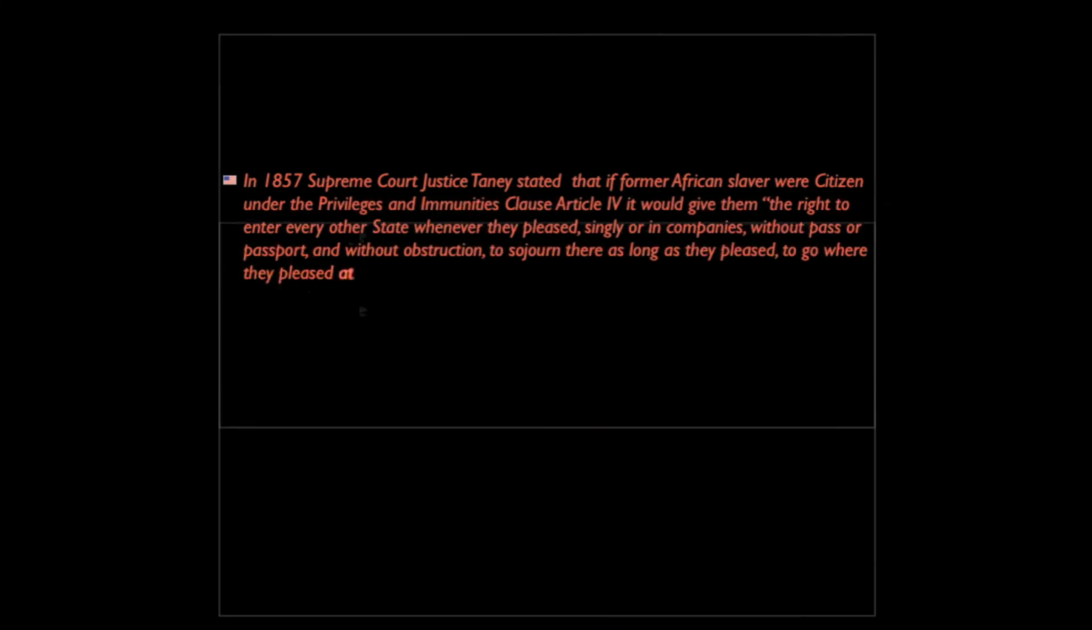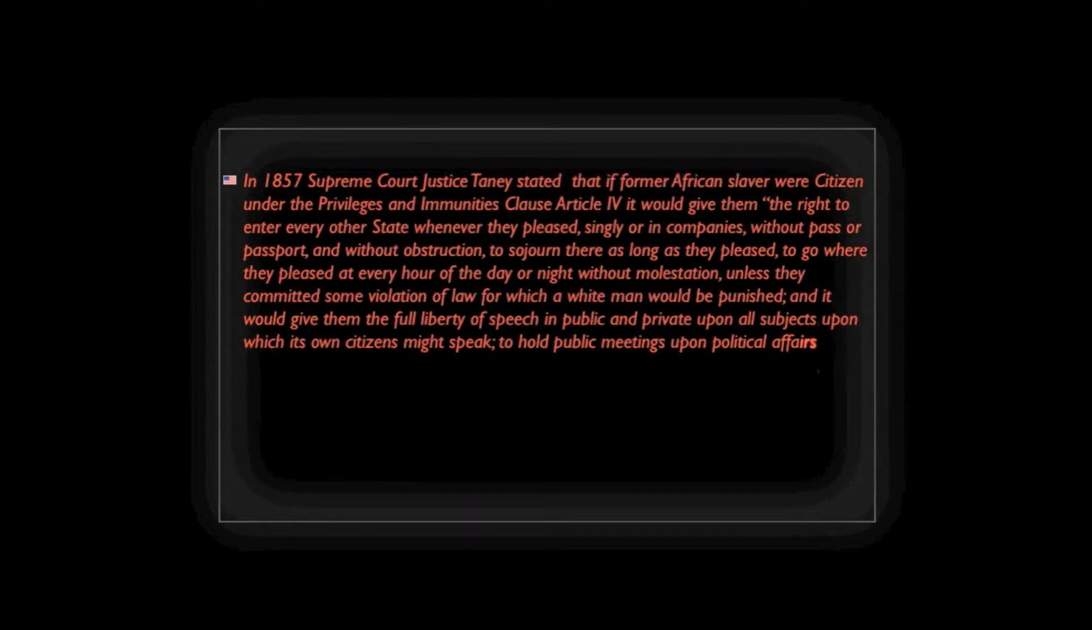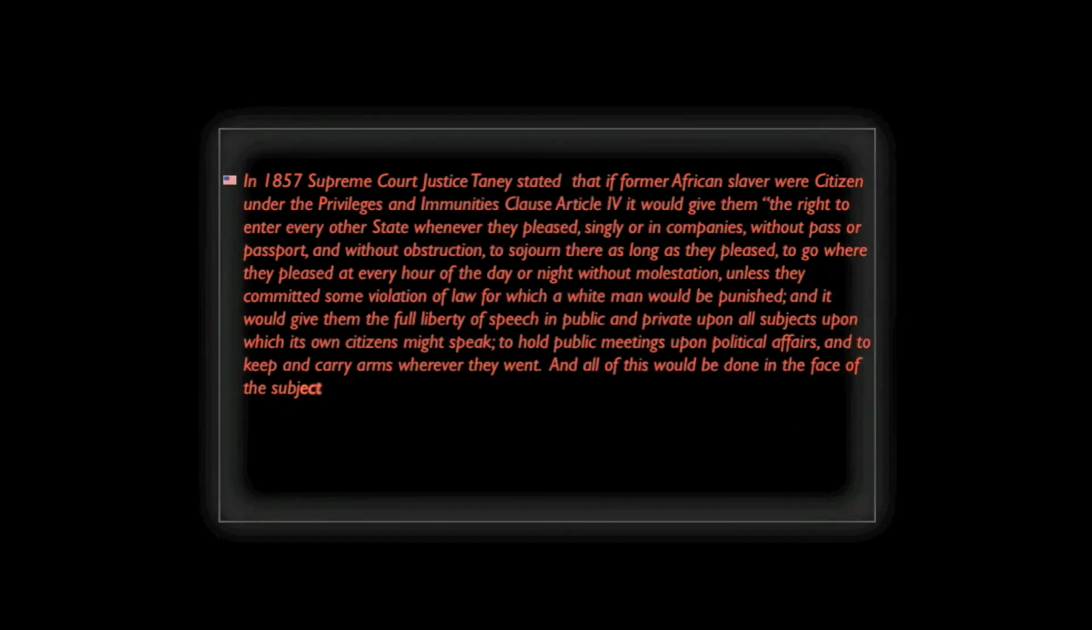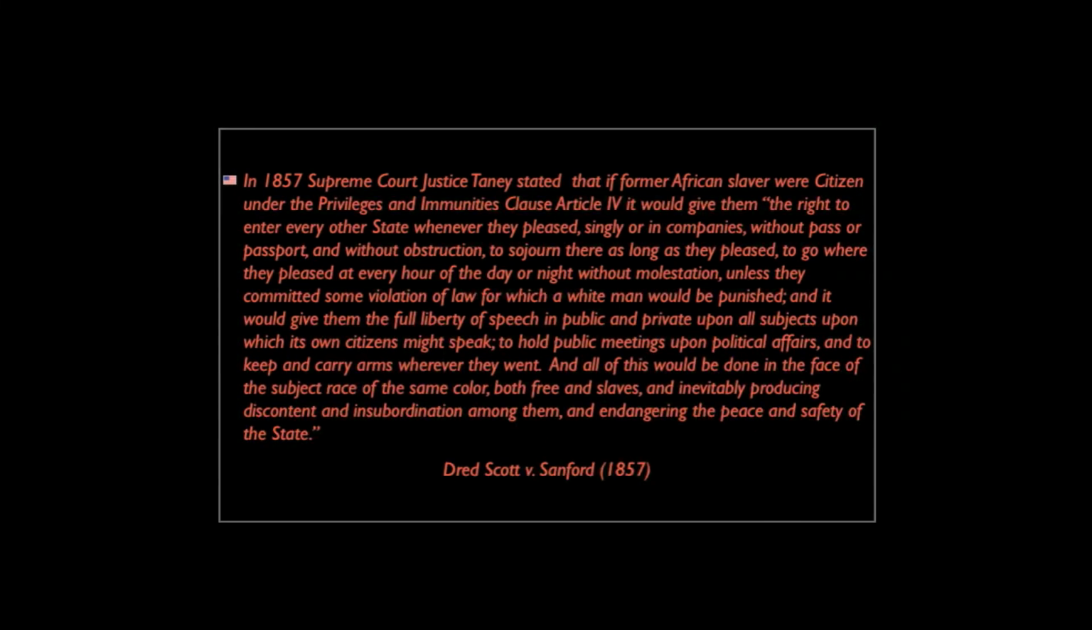So in an 1857 Supreme Court case, Dred Scott v. Sandford, Supreme Court Justice Taney stated that if former African slaves were citizens under the Privileges and Immunities Clause, Article 4, it would give them the right to enter every other state whenever they pleased, singly or in companies, without pass or passport, and without obstruction, to sojourn there as long as they please, to go where they please at every hour of the day or night without molestation, unless they committed some violation of law for which a white man would be punished. And it would give them the full liberty of speech in public and private upon all subjects upon which its own citizens might speak, to hold public meetings upon political affairs, and to keep and carry arms wherever they went. And all of this would be done in the face of the subject race of the same color, both free and slave, and inevitably producing discontent and insubordination among them, and endangering the peace and safety of the state.